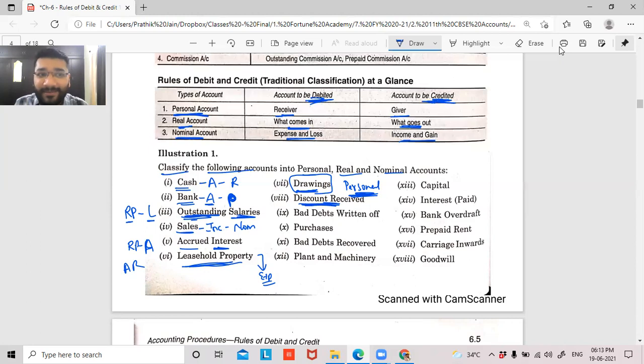You gain something. You're about to purchase clothes worth 10,000 rupees. Out of nowhere, you got a discount of 2,000 rupees. So can I say you've gained this discount? This is a gain for you. Yes or no? Yes, sir. Discount received is a gain. So which classification is it? Nominal. Very good.